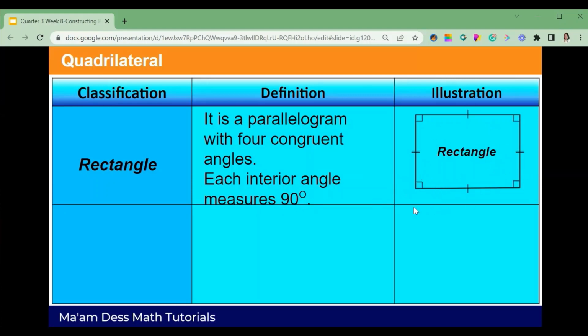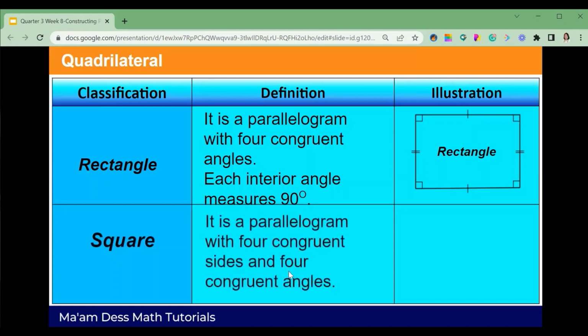Look at the illustration. Square. It is a parallelogram with four congruent sides and four congruent angles. Again, square, as you can see from the illustration, has four congruent angles and four congruent sides.